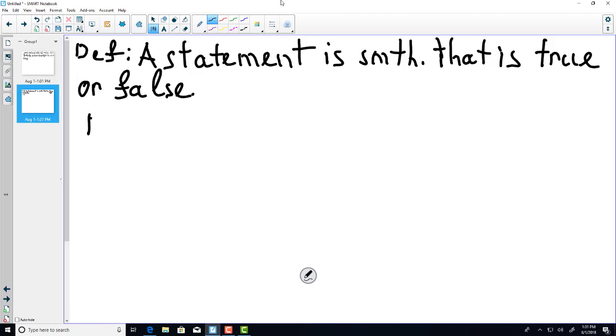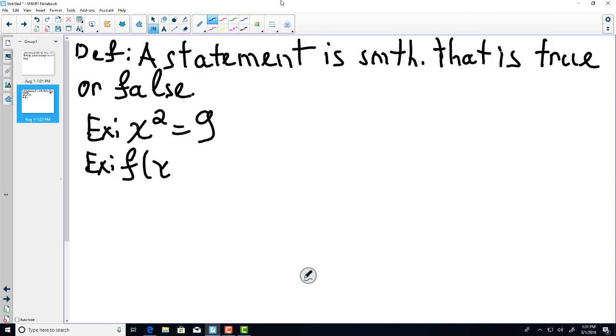So for example, x squared is equal to 9 is a statement. f(x) is equal to the absolute value of x is continuous is a statement. So for something to be a statement, it has to be either true or false. But no statement is both true and false.